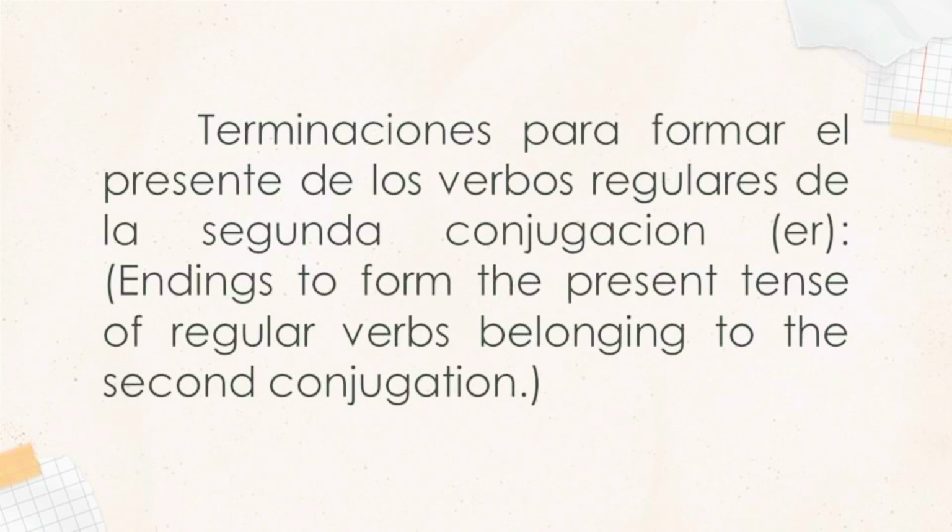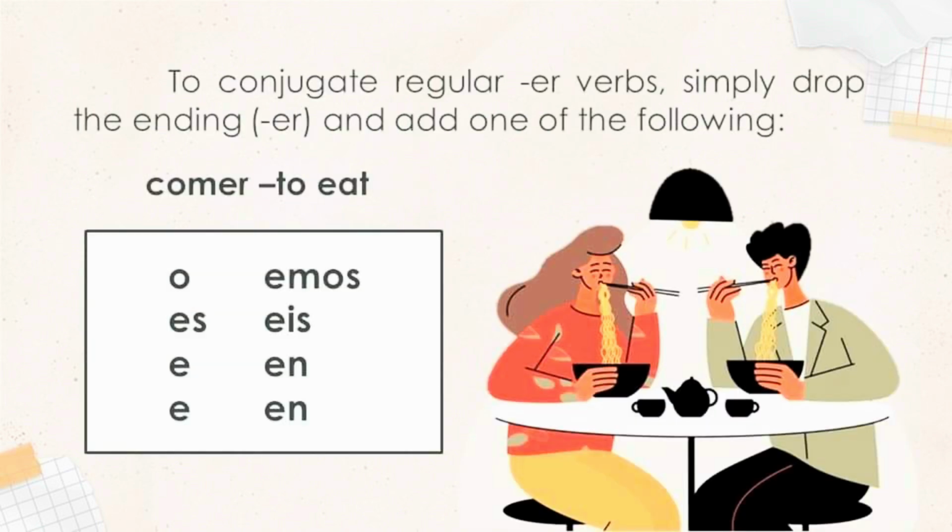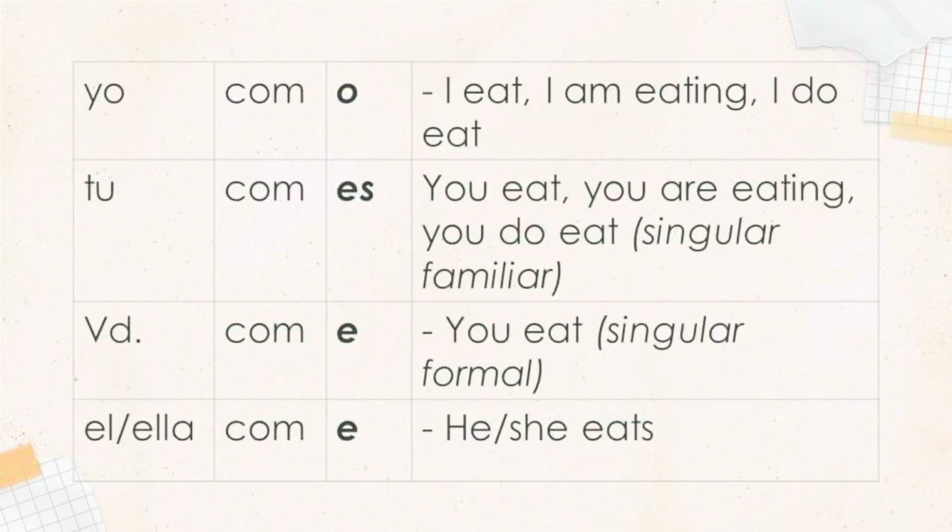Terminaciones para formar el presente de los verbos regulares de la segunda conjugación er. Endings to form the present tense of regular verbs belonging to the second conjugation. To conjugate regular verbs, simply drop the ending er and add one of the following. Ejemplo, comer, which means to eat. O, es, e, emos, éis, en.